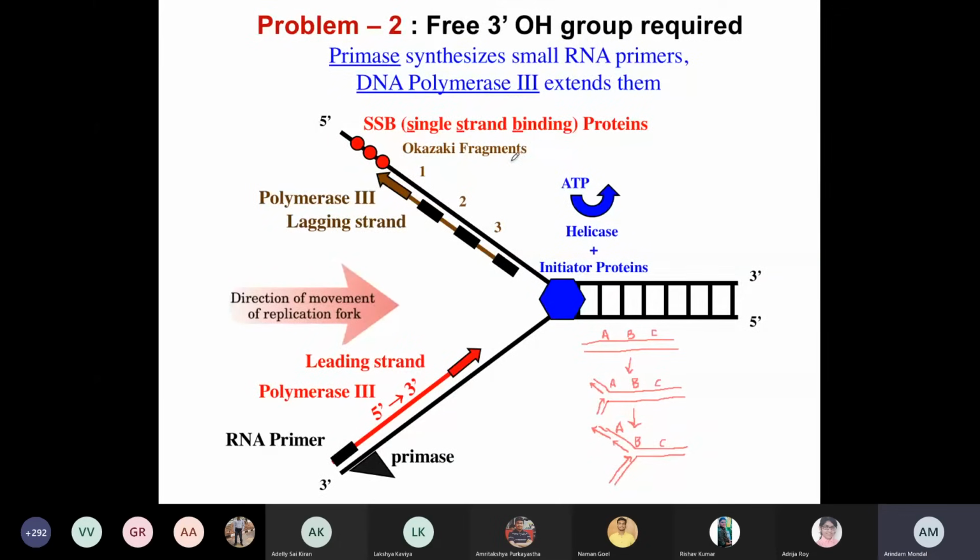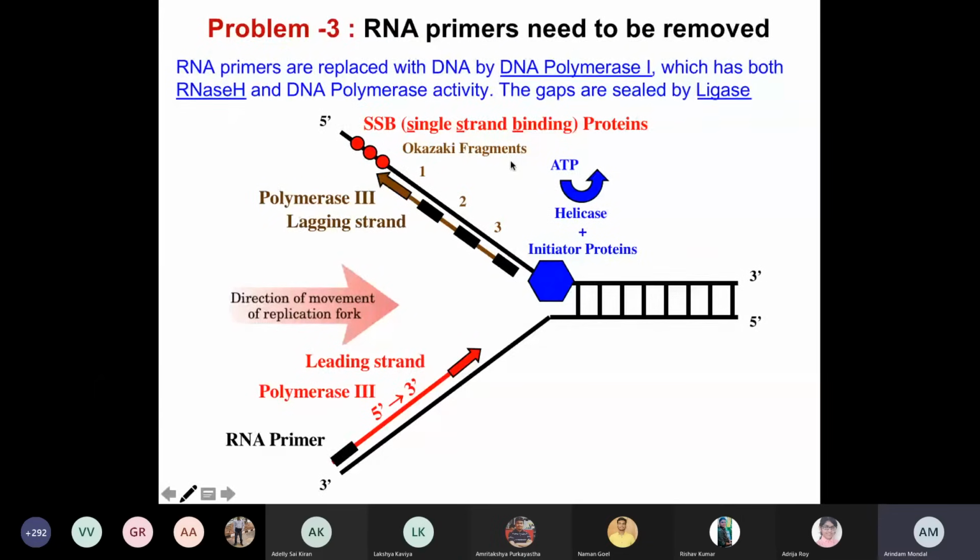Okay. Now coming to the last problem, that is problem 3, which is that you have introduced multiple RNA primers in the middle of the DNA. Now, as you know, RNA is less stable than DNA, right? So that means these RNA primers need to be removed before the DNA synthesis could be completed. Okay, so for that, there are 2 more enzymes. First of all, one enzyme which is known as RNase H.